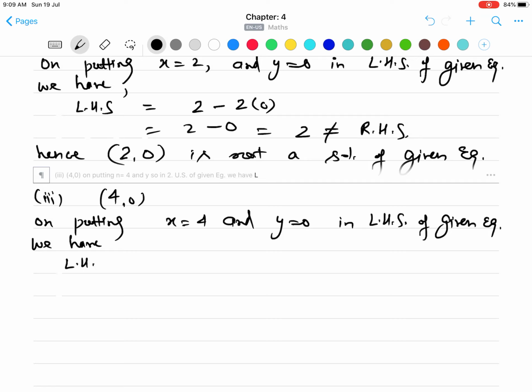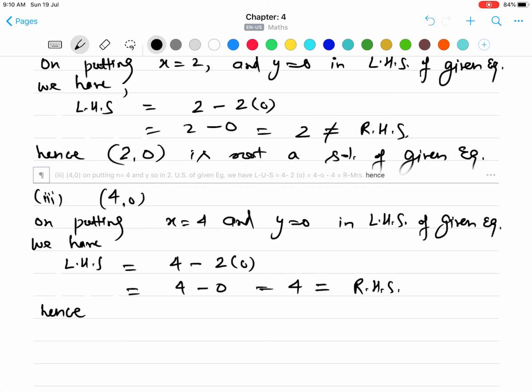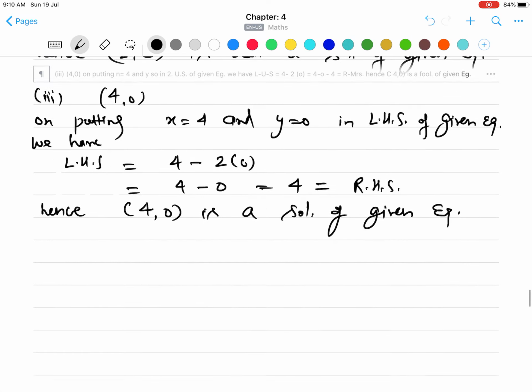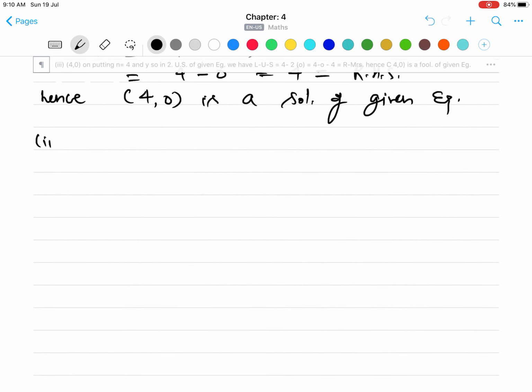So in the left hand side, at the place of x we write 4, minus 2y, and 2 into y is 0. This will be 4 minus 0 equals 4, which is equal to the right hand side term. So this is a solution of the given equation. Therefore, 4, 0 is a solution of the given equation. Okay, moving ahead with the fourth one.